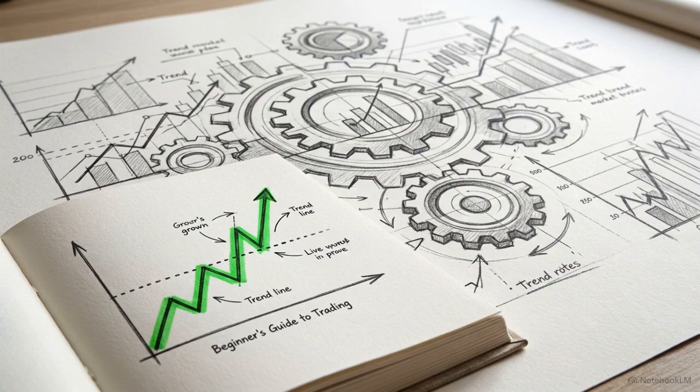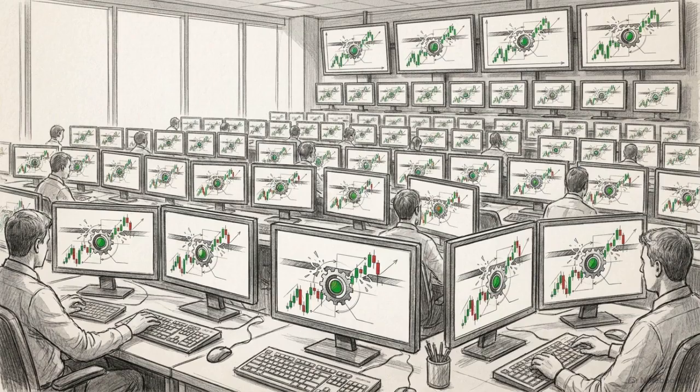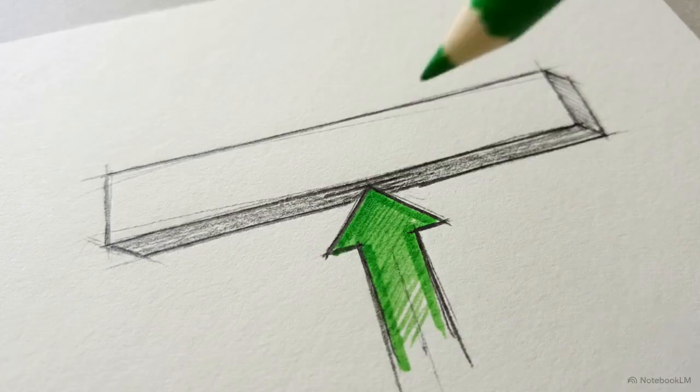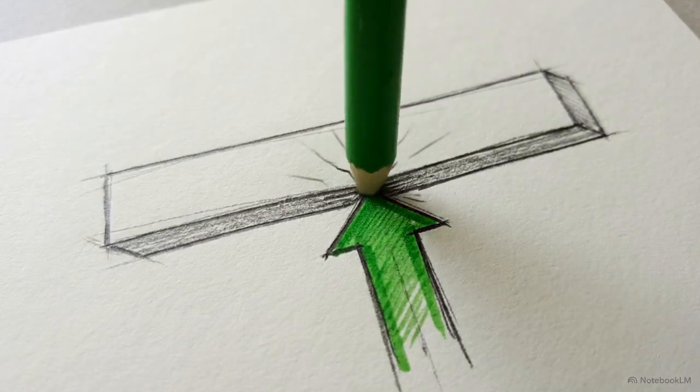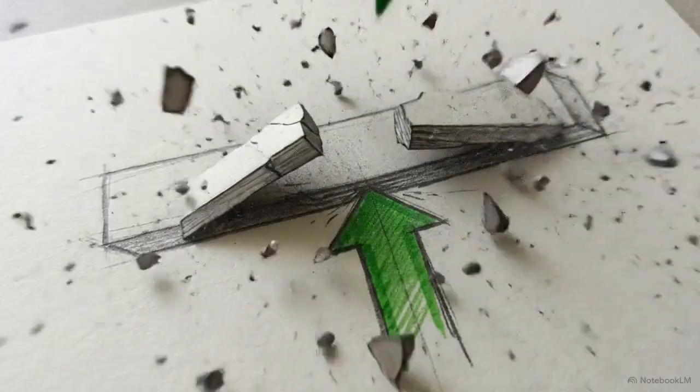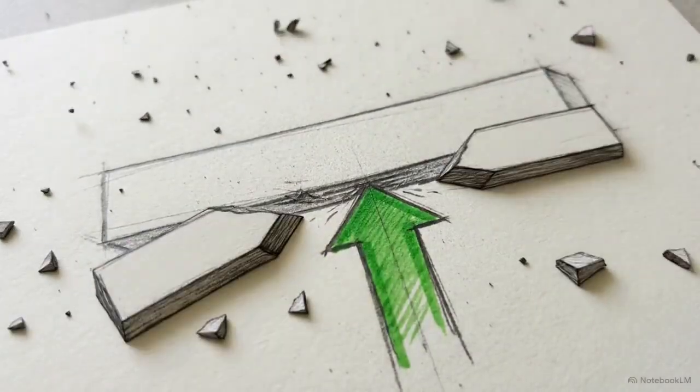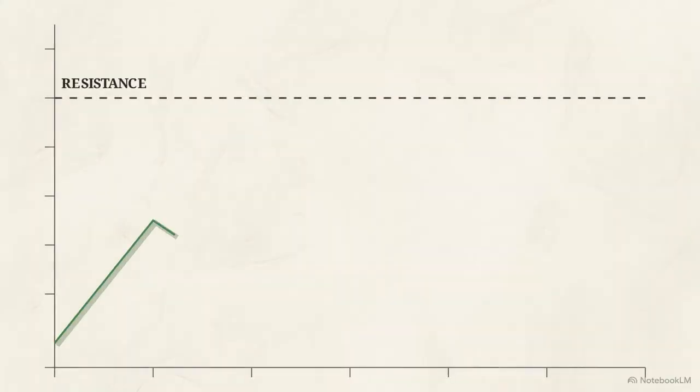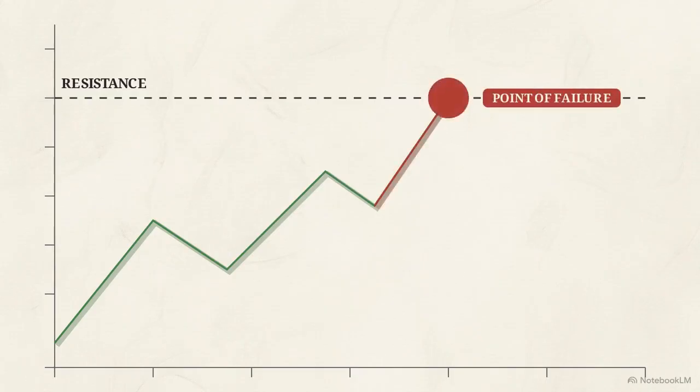If you open any beginner's guide to trading, the first chart pattern you will learn is the breakout. It is the most universally recognized setup in the market. When a price approaches a known resistance level, the expectation is that shattering through that ceiling will trigger a massive surge of momentum. But there is a structural flaw in how most people trade this.